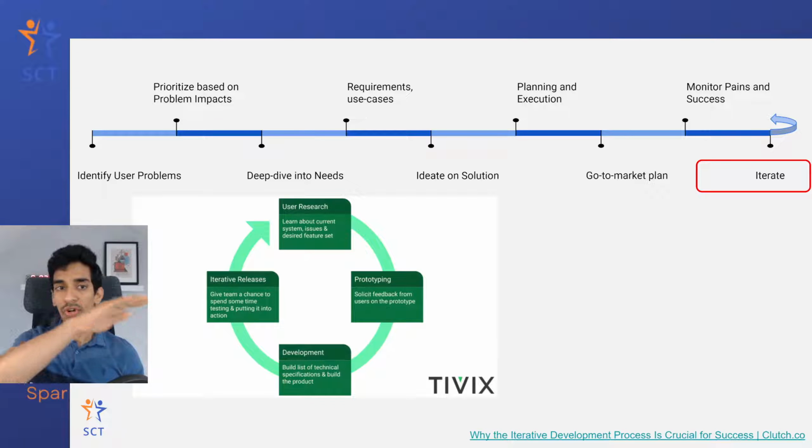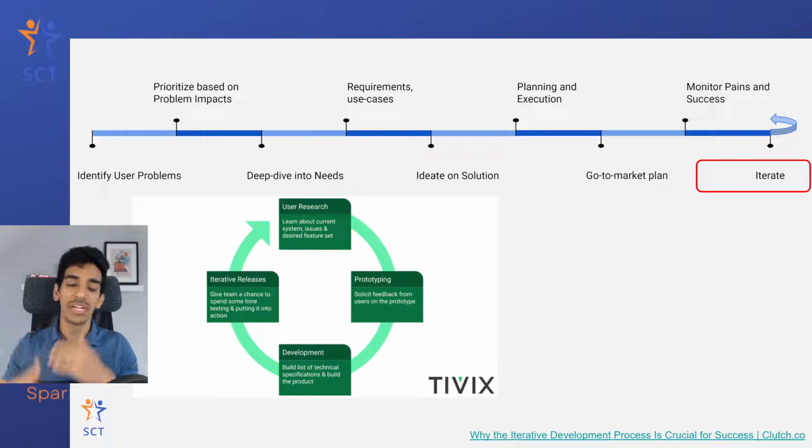Think of this overall, the blue life cycle you see at top, similar to this green circular life cycle you see here. You started with some kind of user research, then built prototyping, ideating on solution, then planning and execution, development. And now when you're releasing it, which is the go-to-market plan, you're also iterating on it, which is the iterate part. So you build something and you realize you need to iterate over it.